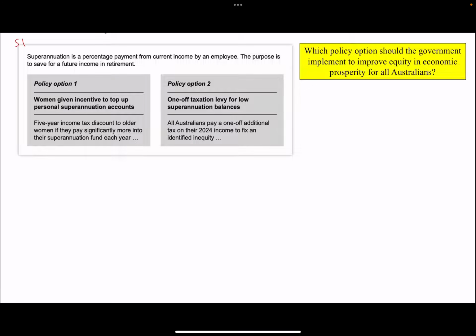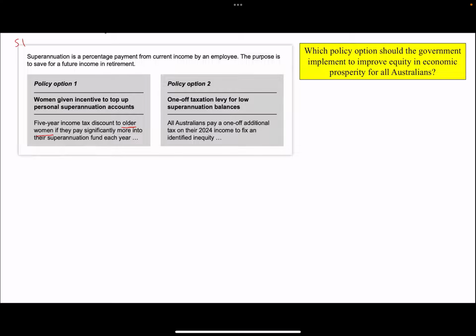And then there's 2 policy options. Women given an incentive to top up personal superannuation accounts, or a 5-year income tax discount to older women if they pay significantly more into the superannuation fund each year. Okay, so here we have a solution. We've actually found this issue from our data, but they actually signposted it there for you in source 1. The tricky one with this question is that they didn't lay out the data in terms of problem, policy.